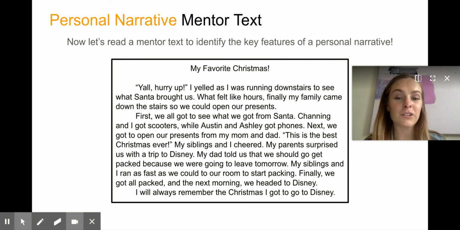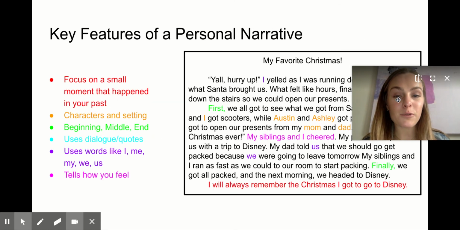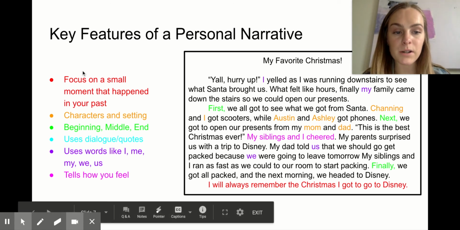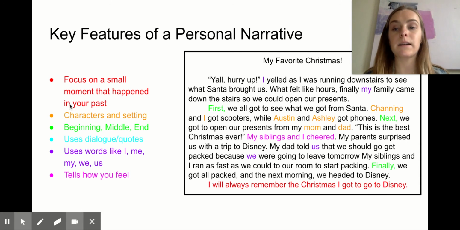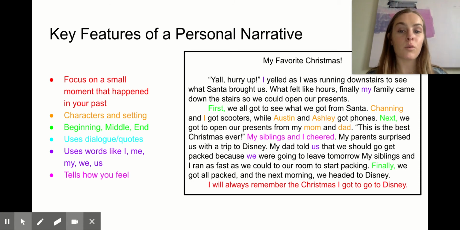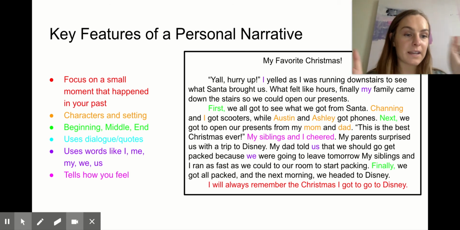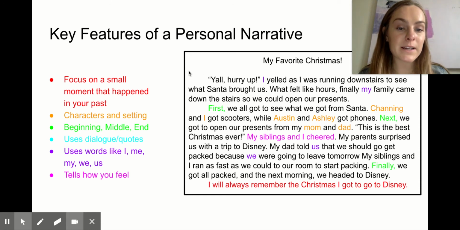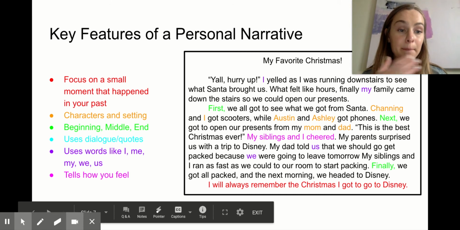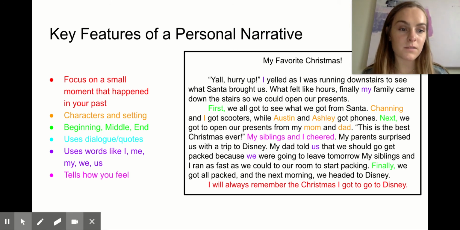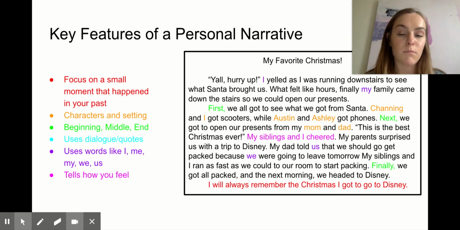So this is a true personal narrative about my life. So now let's identify the key features of a personal narrative. On this slide, you will see on the left-hand side the key features of a personal narrative. And then I have identified where in my personal narrative you can locate these key features. Some of the most important key features is my personal narrative focuses on a small moment that happened in your past. Personal narratives can't be something that happened throughout your whole life. It is a small moment that happened. So for example, in my writing, this is a Christmas in my past. This was one Christmas when I got to go to Disney. So it narrows in on a very small moment.